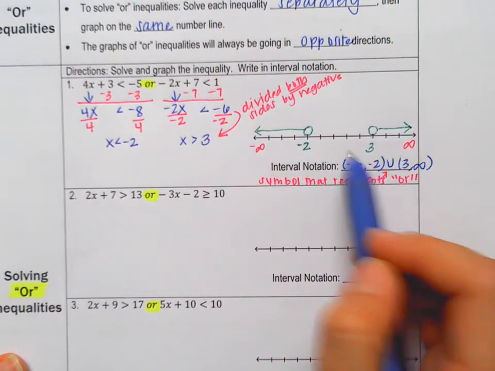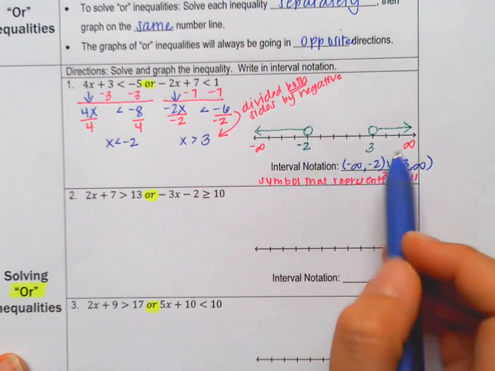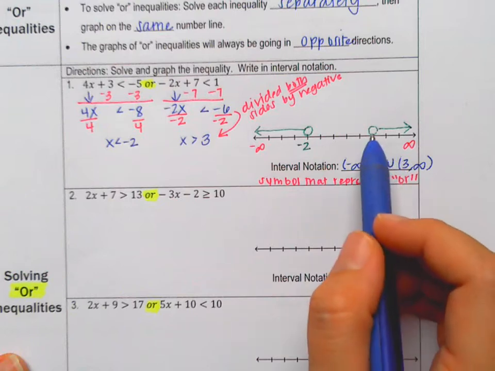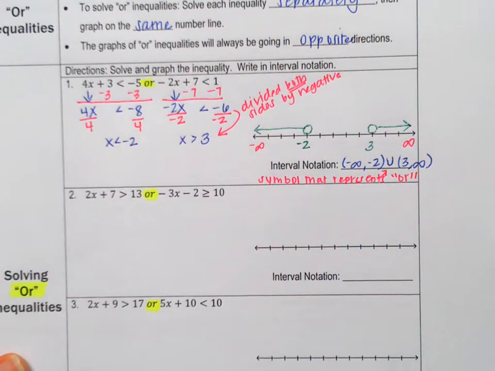So the -2 had a parentheses because it was an open circle. The 3 has a parentheses because it's also an open circle. And that is my final answer.